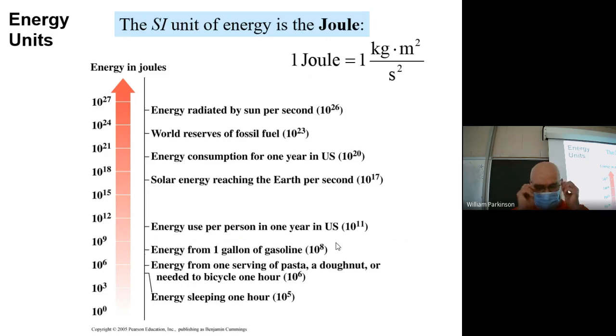Now, just interestingly, keep going up that scale there. The energy use per person per year in America, notice, is 10 to the 11. That's almost a 10 to the 12, which is a trillion. So we're each using almost a trillion joules of energy. Notice how much energy reaches the Earth from the sun. It says per second, so 10 to the 17 joules of energy reach the Earth from the sun every second.